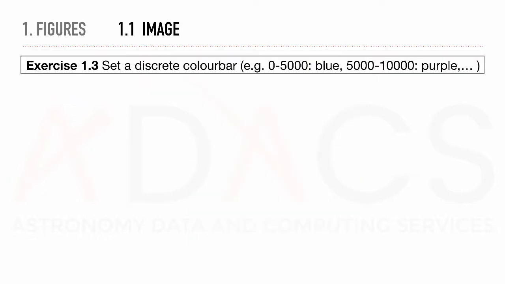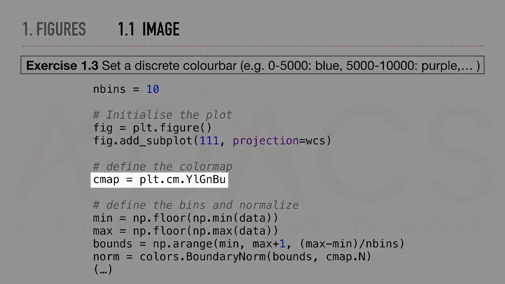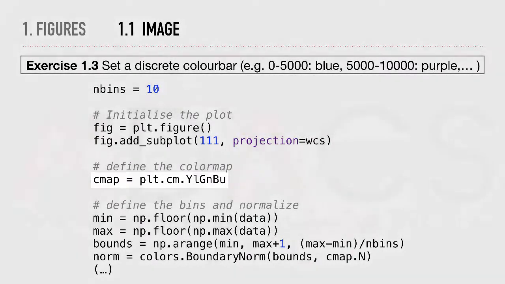Next up, set a discrete color bar. For example, set the values between 0 and 5,000 to blue, from 5,000 to 10,000 in purple, and so on. To start, we can reuse the code that we already defined, like using the WCS information. Then, we pick a color map, here the yellow, green, and blue color map from Piplet.